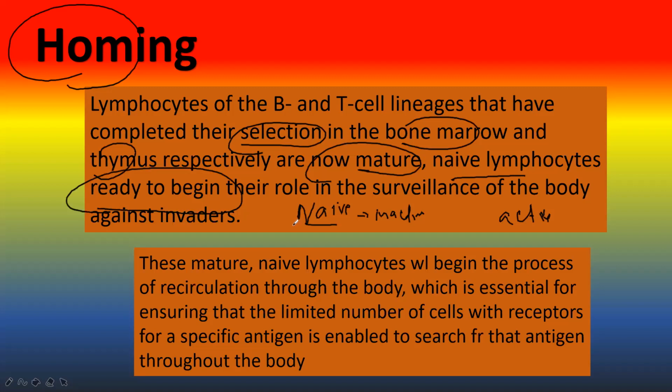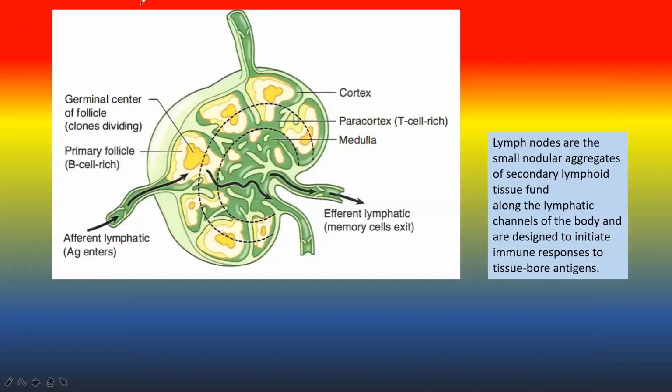These mature cells are educated cells. They are mature B cells and T cells, but they are naive cells. Mature inactive cells now circulate in the body. Clear? They are moving throughout the body, and they are going to the lymph nodes. This is the homing process. After maturation, they circulate throughout the body, and the residency place is the lymph nodes, the lymphoid tissue. This is the lymph node structure here.